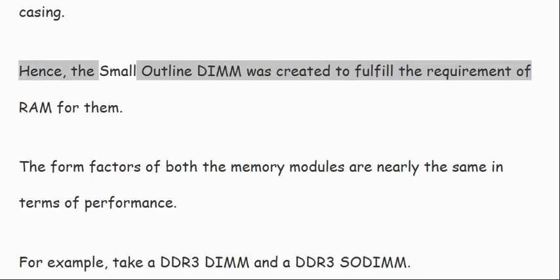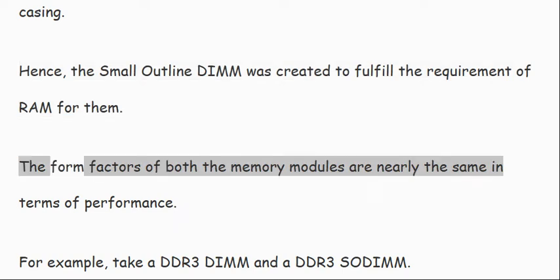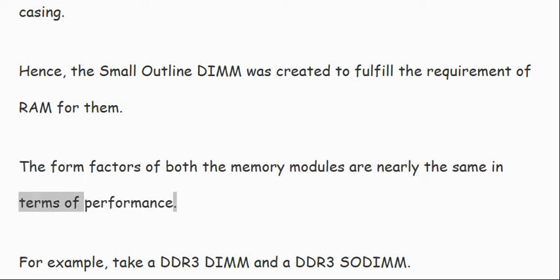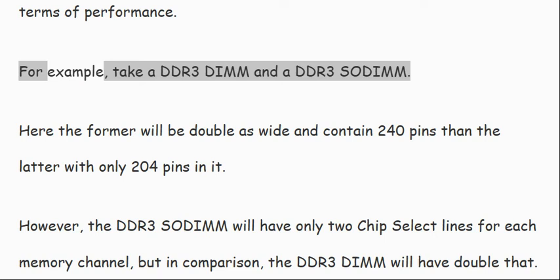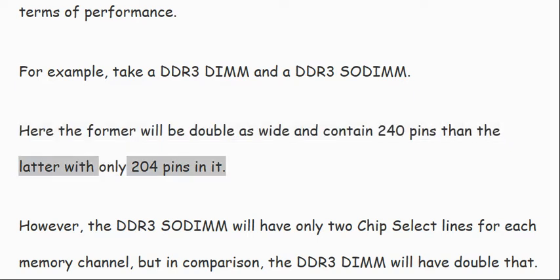Hence, the small outline DIMM was created to fulfill the requirement of RAM for them. The form factors of both the memory modules are nearly the same in terms of performance. For example, take a DDR3 DIMM and a DDR3 SODIMM. Here the former will be double as wide and contain 240 pins than the latter with only 204 pins in it.